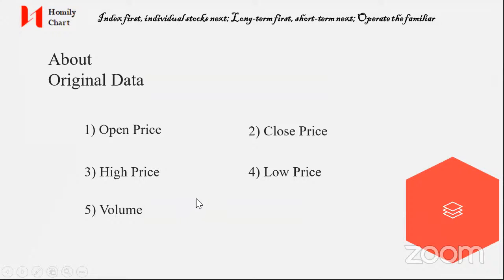And also the other thing about indicators you need to know is original data. So original data means what? Whatever indicator it is, the raw material would be these 5 elements. It's quite simple. It's just the open price, the close price, high and low price, and the volume. These 5 elements are the raw material for any indicator.